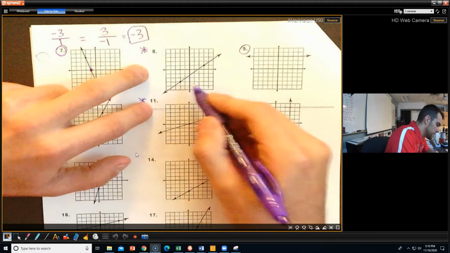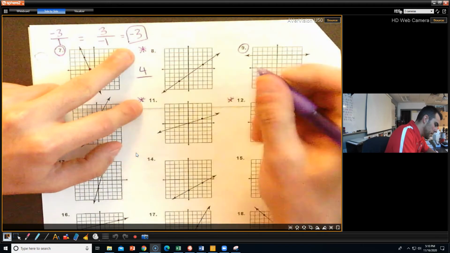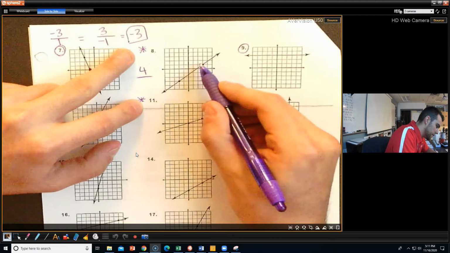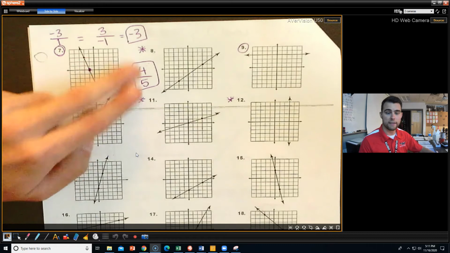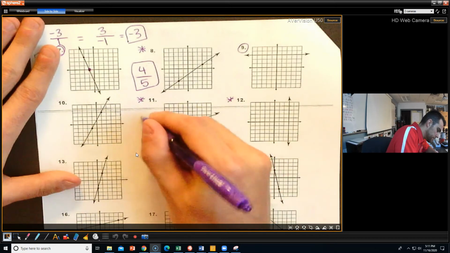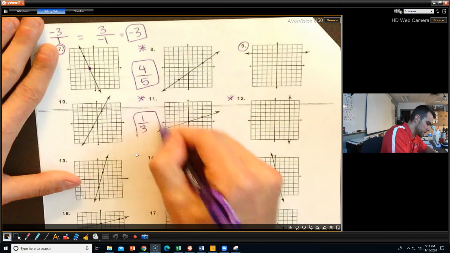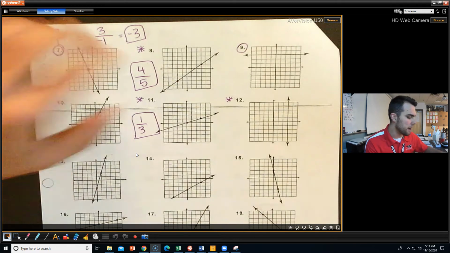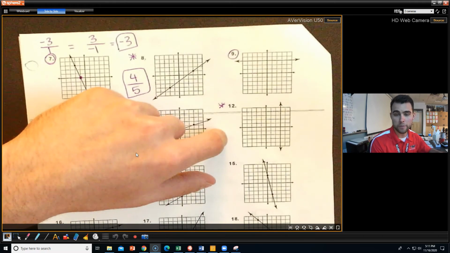All right, we're back. Let's take a look at these. Okay, my rise is 1, 2, 3, 4. My run is 1, 2, 3, 4, 5. So there it is. I can't simplify that like I did with the 3. Look at 11. My rise is 1. My run is 1, 2, 3. There we go. It's just 1/3. I will go over this one, and then I want you guys to try number 12 on your own. That'll be the last one.